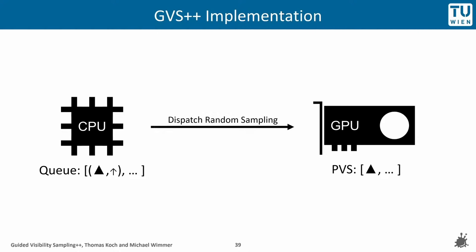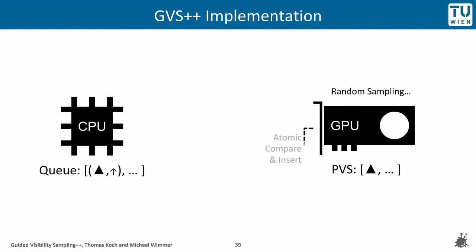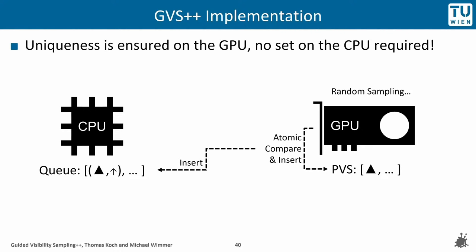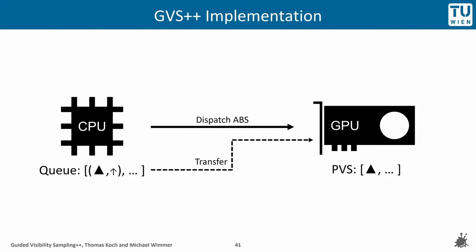We first dispatch random sampling. The random sampling is then executed on the GPU. Whenever a triangle is intersected, we check if it is already in the PBS. If not, it's inserted into the PBS and also into the queue. This is a crucial point because the uniqueness of the elements in the PBS and in the queue is already ensured on the GPU, so there's no set, for instance, required on the CPU. Then after the random sampling, we dispatch adaptive border sampling. Adaptive border sampling is then executed for all of those elements in the queue.